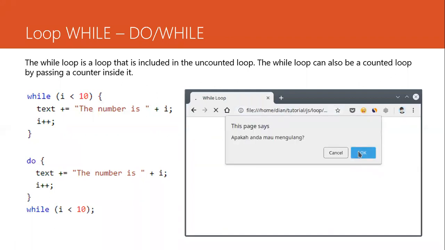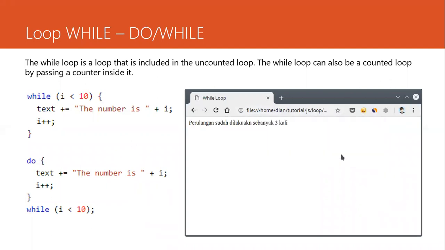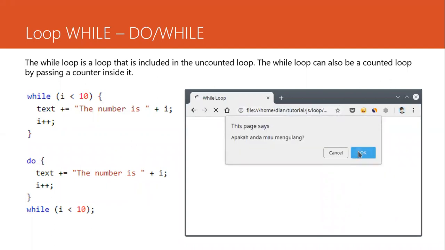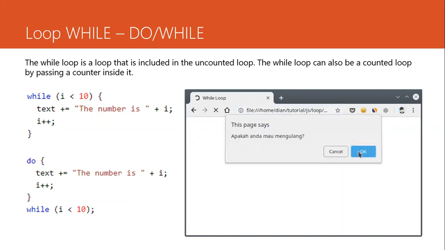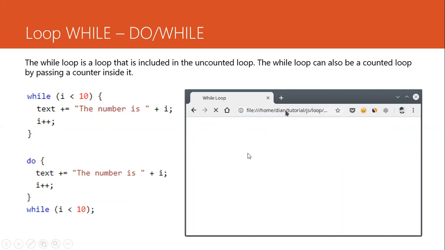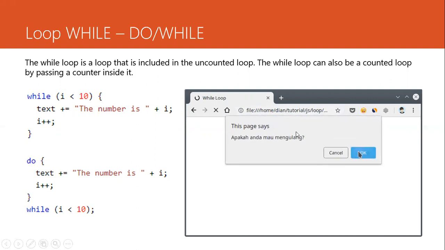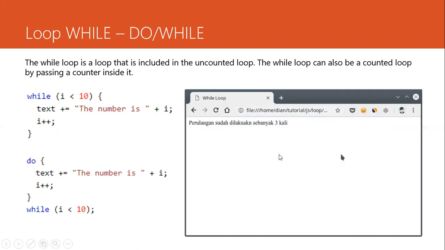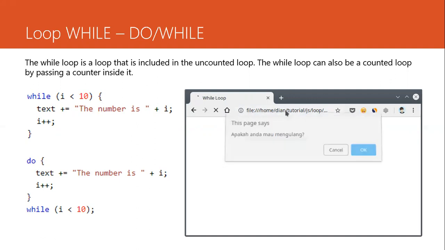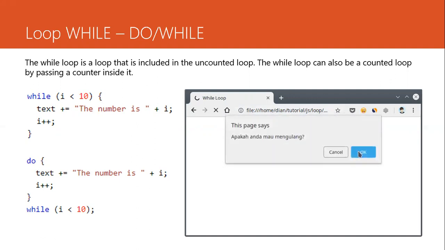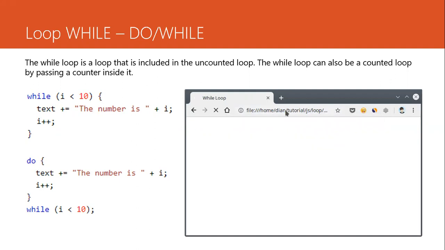So there is a little difference between while and do while, because in while we check first and then we run the block of code. In do while we run the block of code first. After that we check the condition. So this is the example you see here. In while we don't know how many loops or how many iterations will happen. We don't have the exact number.